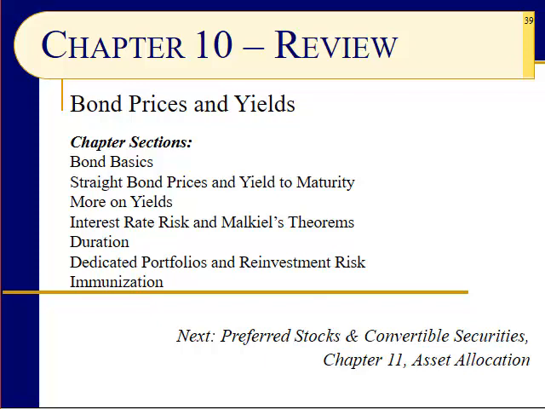Okay, now we're done with bonds. We're going to take a little detour into preferred stocks and convertible securities, hybrid securities. Very small part of the investment universe, but something you should know because you are going to be the investment guru for your friends and family and coworkers. And then, dear students, in Chapter 11, we're going to discuss asset allocation and diversification, essentially tying everything together that we've learned so far. And that will be the end of the class.